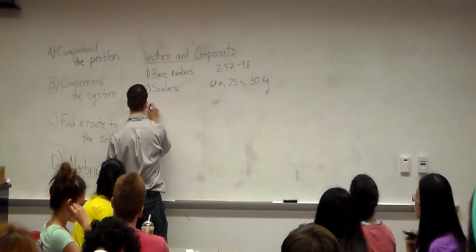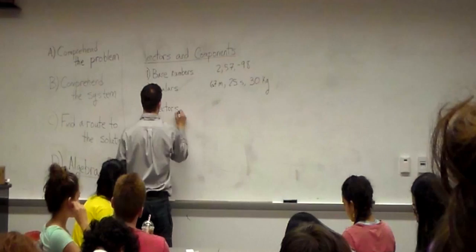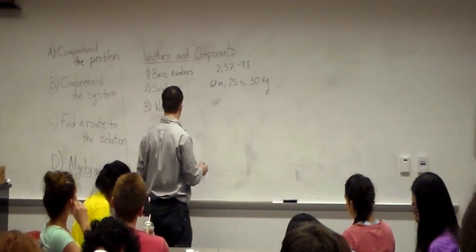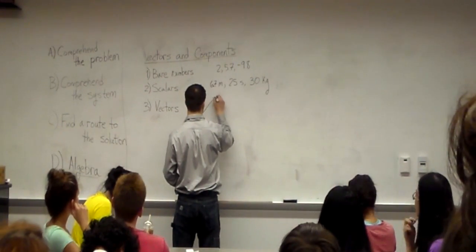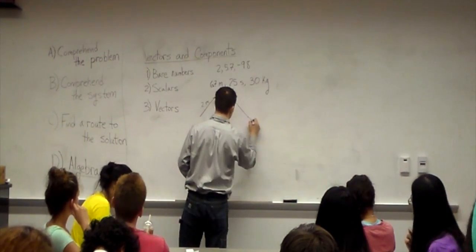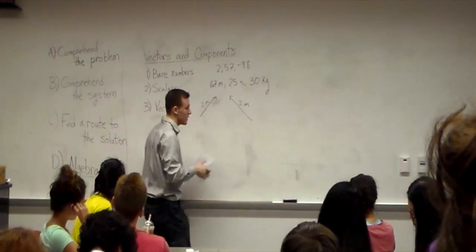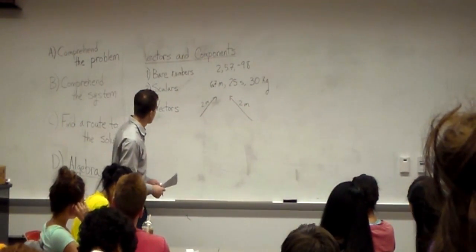And lastly, you have vectors. Right? Vectors are scalars, but with an orientation attached. So, for example, 2 meters that way is not the same as 2 meters this way. 2 meters is 2 meters, but they're pointed in different directions.